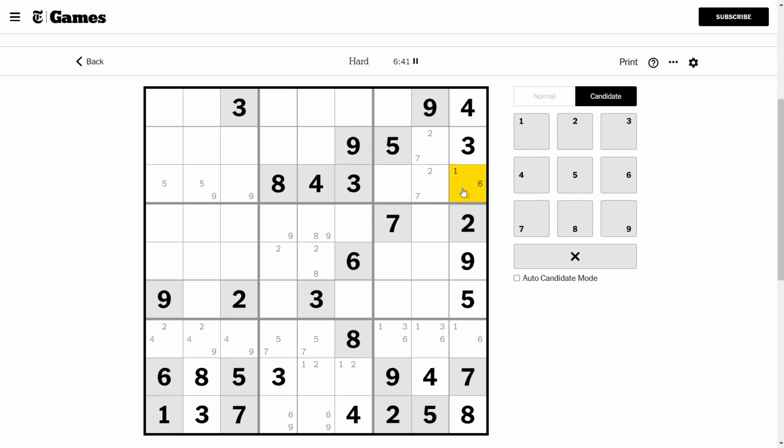Okay, because this is a 2-7 pair, these 3 cells have to be other digits, so they are 1, 2, and 6. No, sorry, not 2. 1, 6, and 8. So these two cells see this 8, so this must be an 8. And then this is a 1, 6.